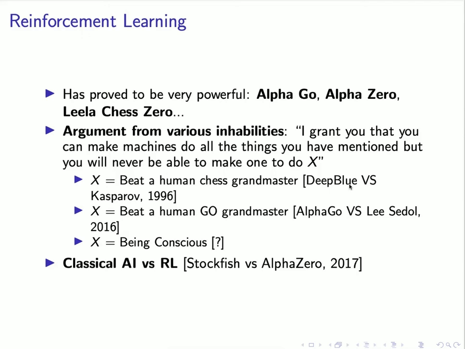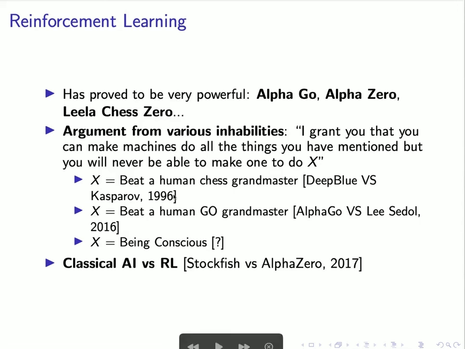And why is this nice? Because I think this is a good answer already to the argument from various disabilities that we saw yesterday. That went like, I grant you that you can make machines do all the things that you have mentioned, but you will never be able to make one do X. So people used to say, well, I will never see a machine beat a human chess grandmaster, but that happened in '96. I'm sure you've heard of the great match, Deep Blue against Garry Kasparov, a Russian grandmaster. And well, Deep Blue was mainly based on classical AI techniques. So it was more of a logic-based AI system.